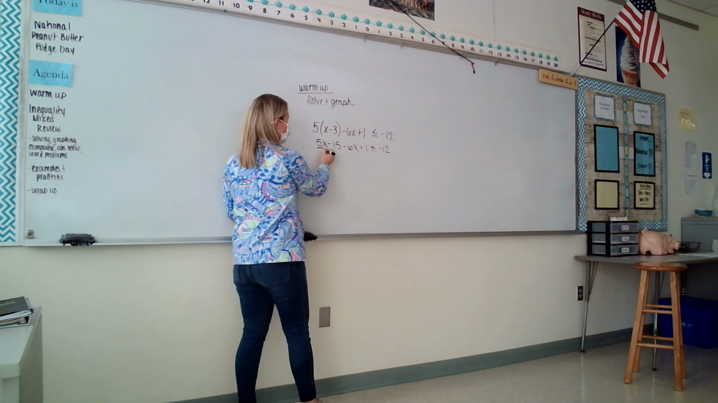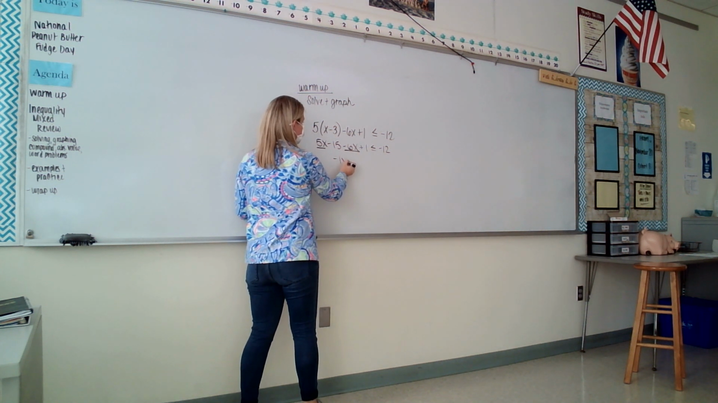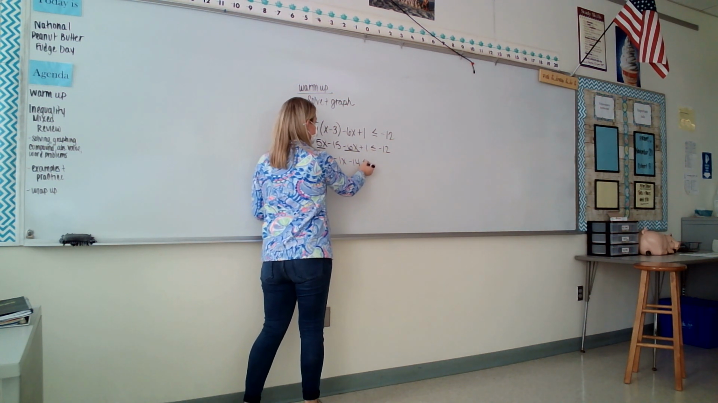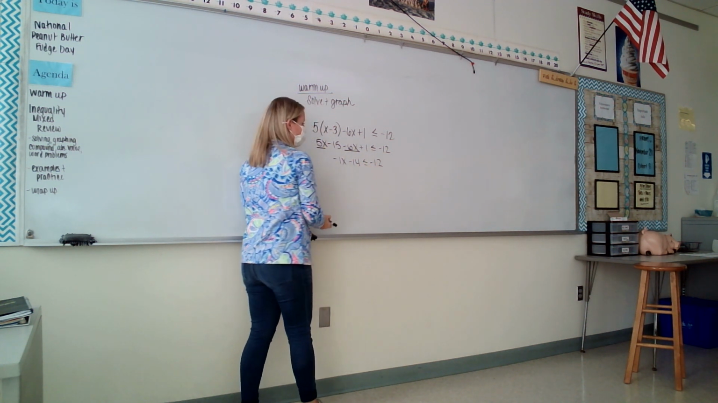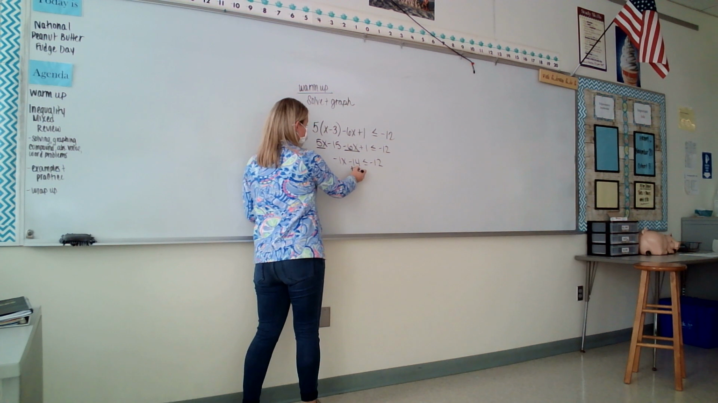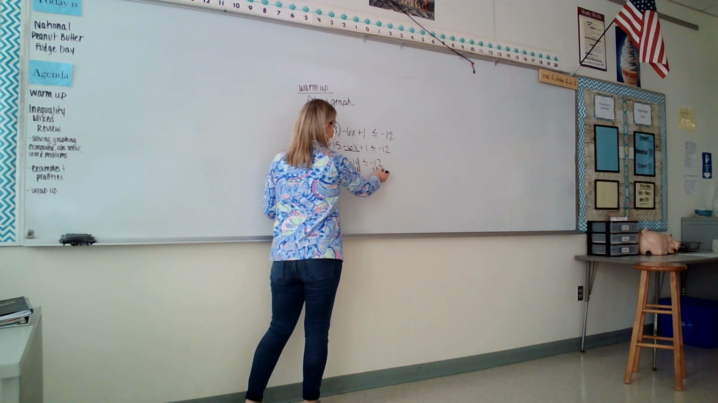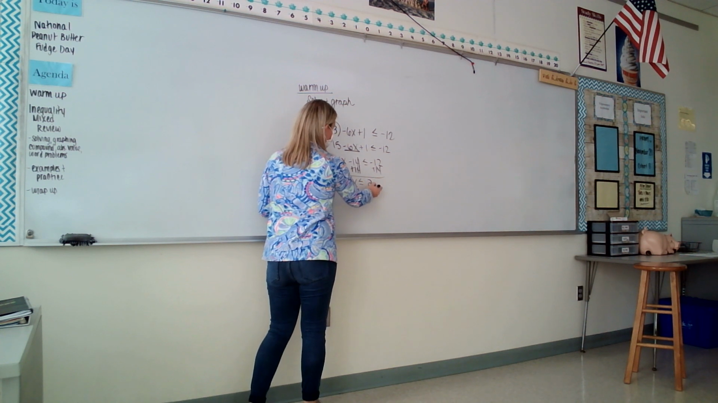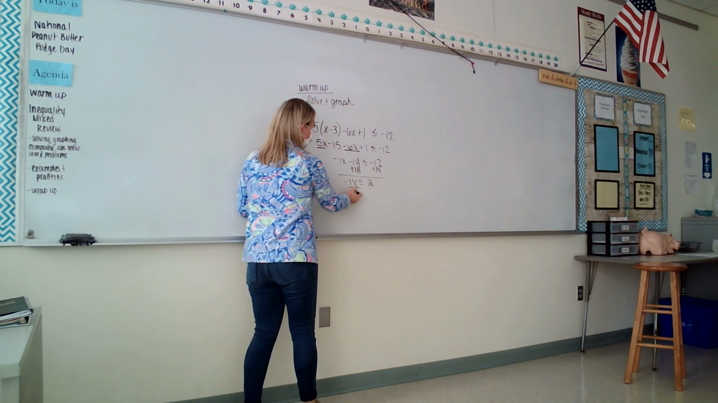I'm gonna combine my terms on this left side. I get negative 1x minus 14 is less than or equal to negative 12. I'm just doing a two-step here. So add 12 to both sides. I get negative 1x is less than or equal to 2. And then I'm gonna divide.